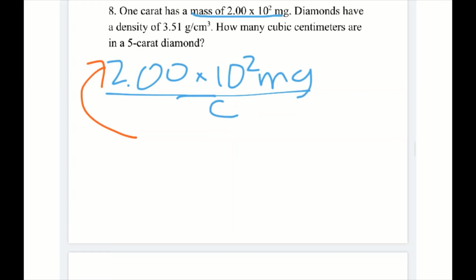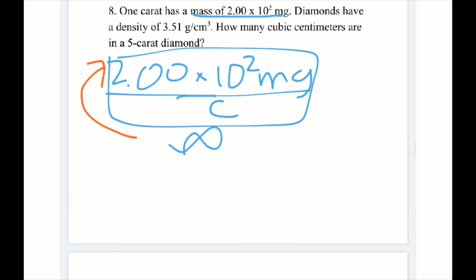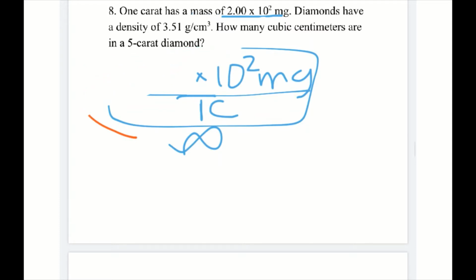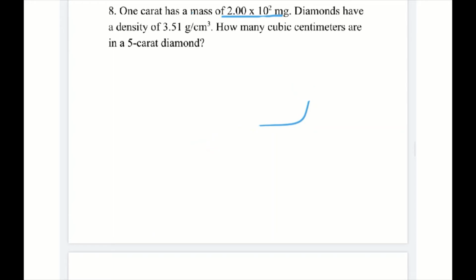But 2.00 times 10 to the second milligrams per carat is an exact number, so we don't have to worry about sig figs because this has an infinite number of sig figs. I just want to clarify the 1 here and say that you do not count that as a part of your sig figs whenever it's a part of a conversion factor. So let me erase this. Alright, so let's rewrite that in a smaller text.